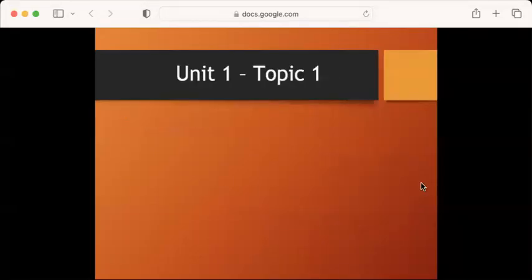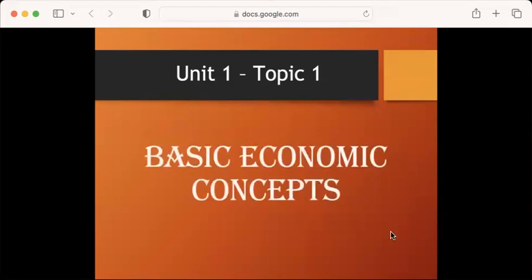The first unit has been divided into three topics, because the first unit is all about introduction to economics. So we will be learning about basic economic concepts as topic one, topic two will be about the production possibility curve, and topic three will be about different types of economic systems. But everything comes under unit one. The rest will be done in each unit.